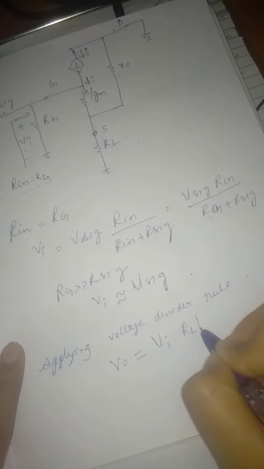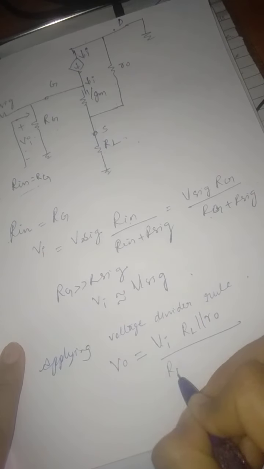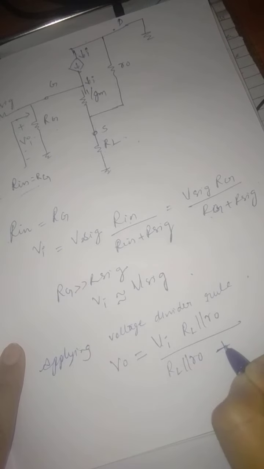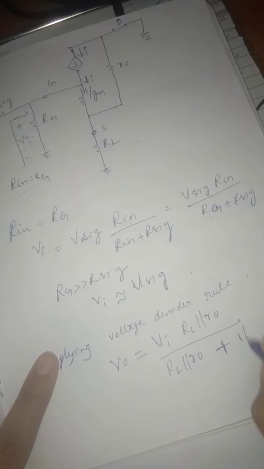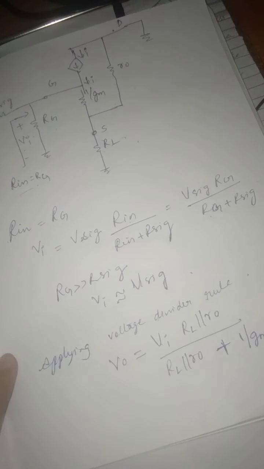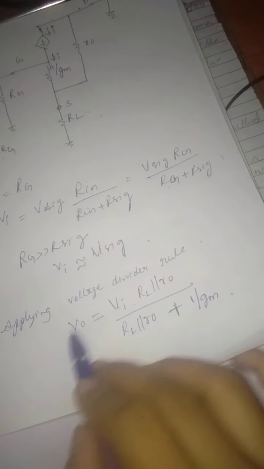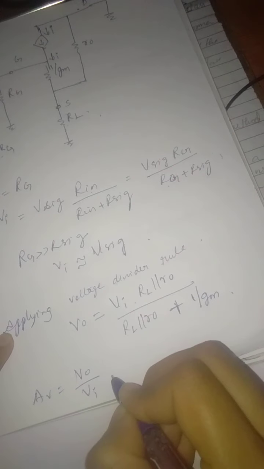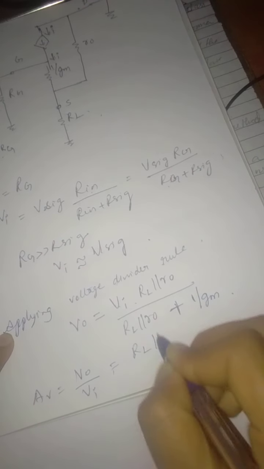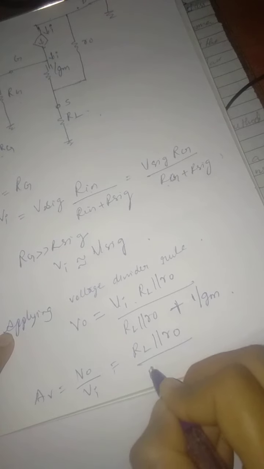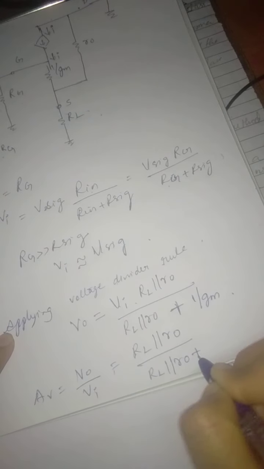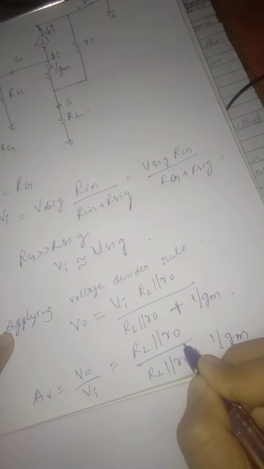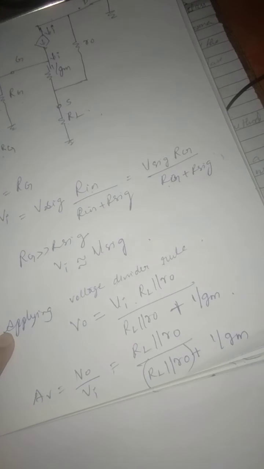So VI into RL and R0 in parallel divided by RL parallel to R0 plus what is the resistance left, 1 by GM. So the same thing I will be writing over here, 1 by GM. So now I want the gain. How do I find gain? I have VI, I have V0. So my gain will be AV, which is output by input voltage ratio, which is equal to RL parallel to R0 divided by RL parallel to R0 plus 1 by GM. Let me put this in bracket. Okay, so this is our voltage gain.